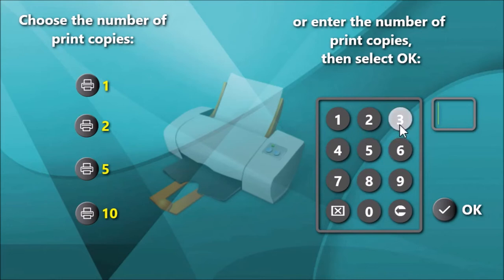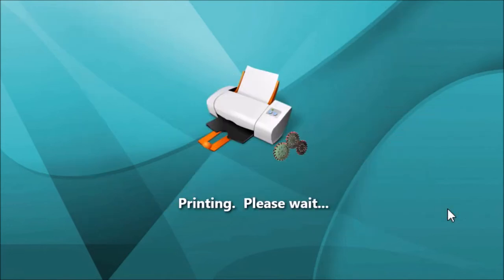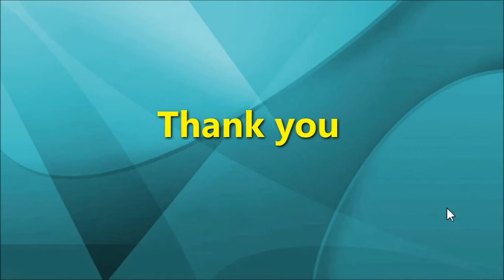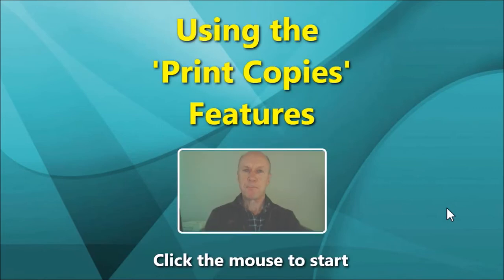So I can enter any number, 35 or 359 or anything up to 999, which is probably overkill, but you can restrict the maximum amount. Here I'm going to choose 3 and then click the OK button and I'll get 3 copies printed. Once the printing is finished, it thanks me and it takes me back to the start screen. So I'm going to explain how you can create that print copy screen for yourself.